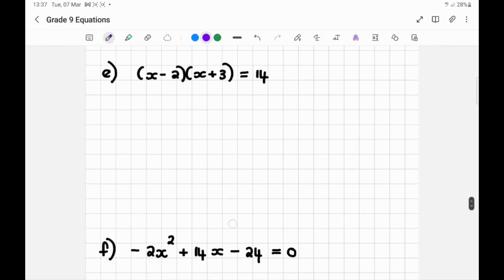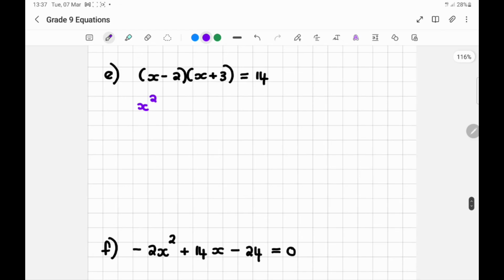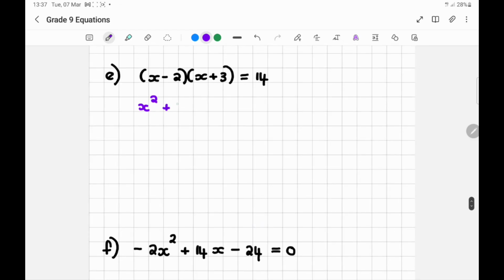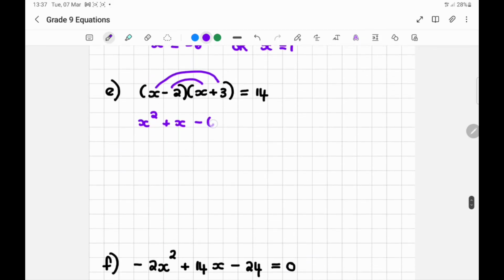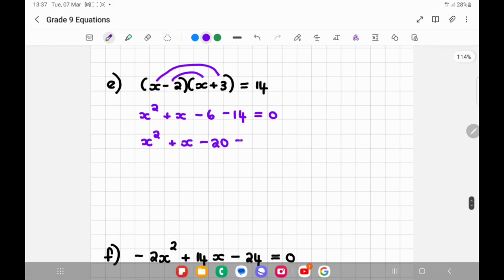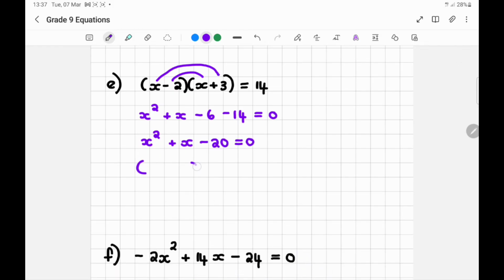We're going to simplify, take away your brackets. X times x is x squared plus 3x minus 2x is plus x. Plus 3x minus 2x gives you a positive x, minus 2 times 3 gives you 6. So I'm going to bring that 14 over, make it a negative 14. And then what are we left with? X squared plus x minus 6 minus another 14 gives you minus 20 is equal to 0.